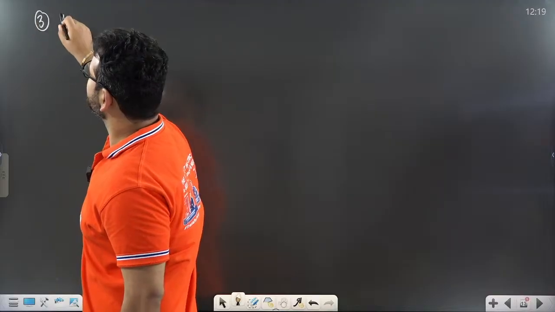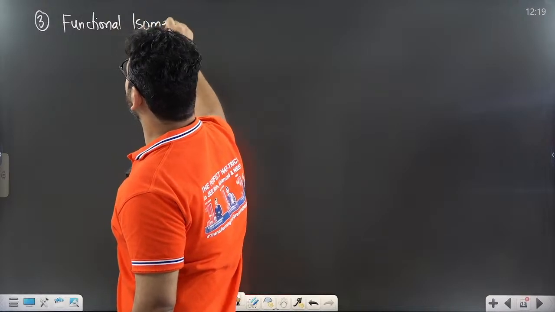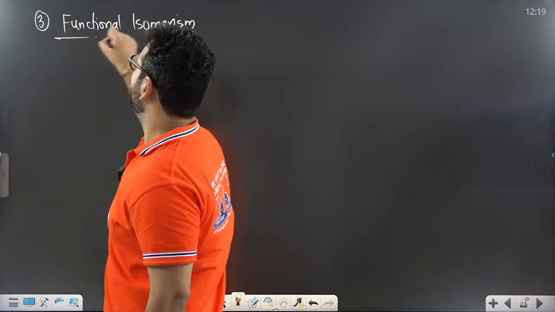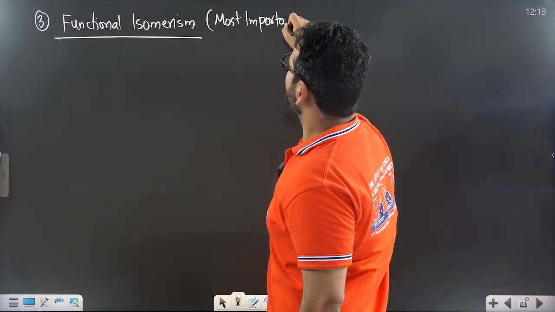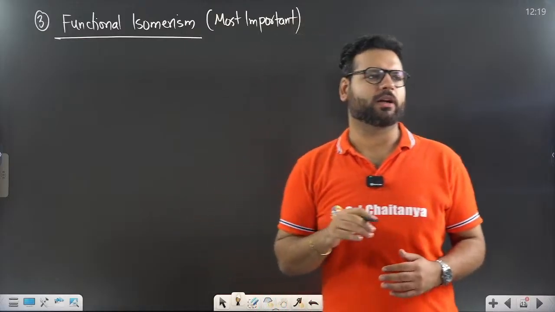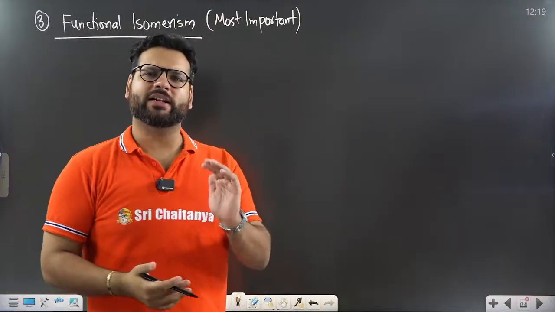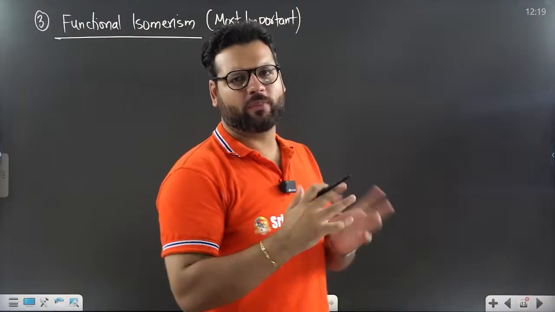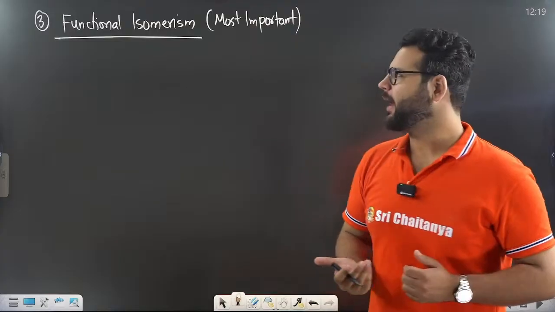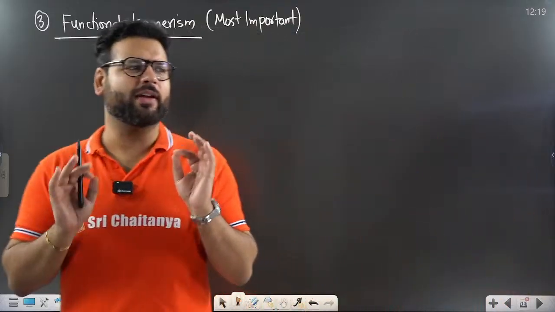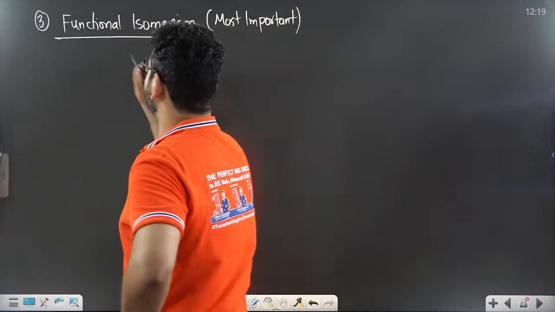Third one is functional isomerism. Most important is this one only. So maximum questions come from functional and position. And when we study position, metamerism is also kind of a positional isomerism only. So metamerism, position, function, these are the main ones. Anyway, whatever question comes, you'll be able to attempt it, but be very careful while attempting the question. That's what I'm saying. So next one, functional isomerism.